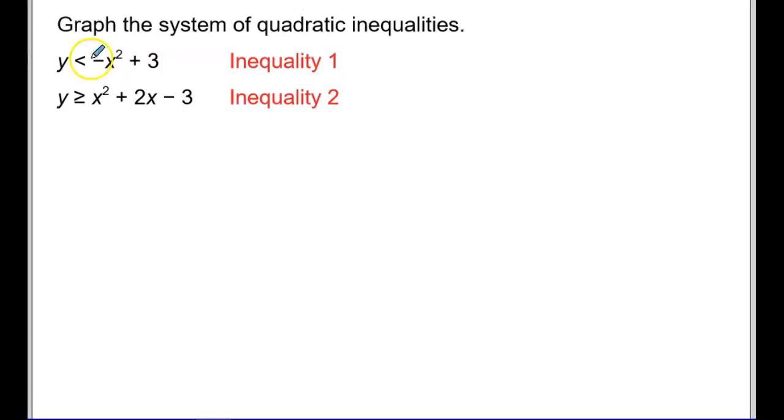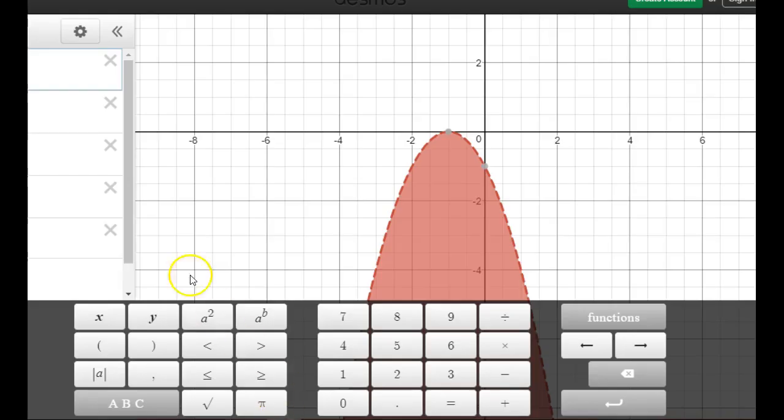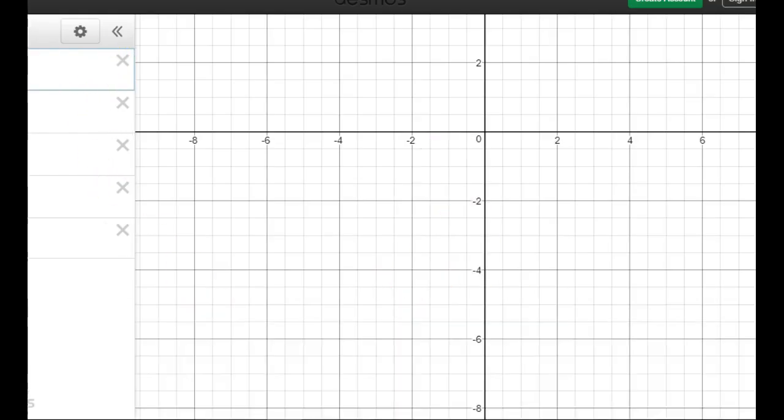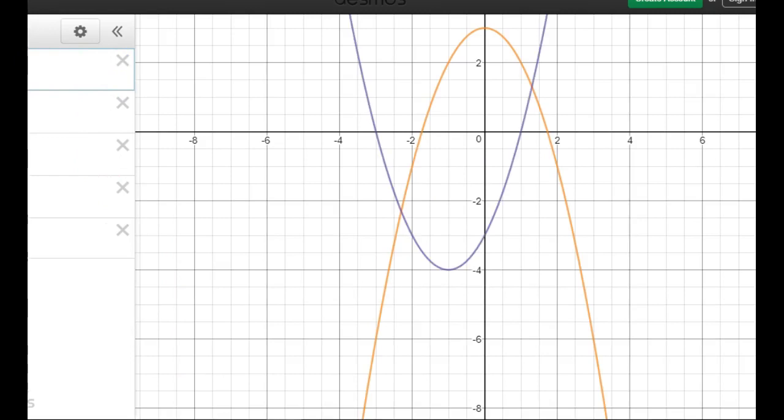Okay. So now we're also looking at some systems of inequalities. So here I see I have 2 different quadratics, and they're both inequalities. So the first step I want to do is I actually have them both here. So here are both of those equations, right? So the orange one is that top one, negative x squared plus 3. The purple one is that x squared plus 2x minus 3.